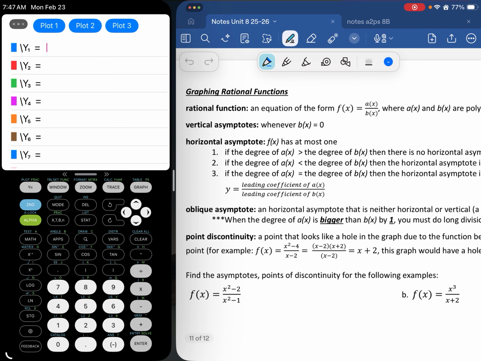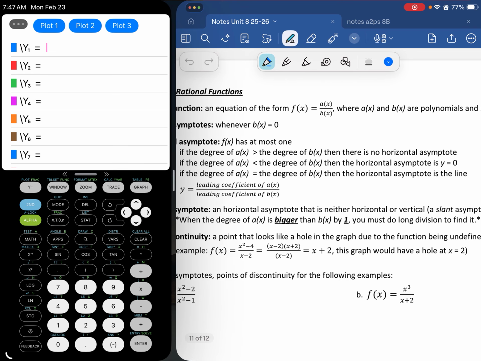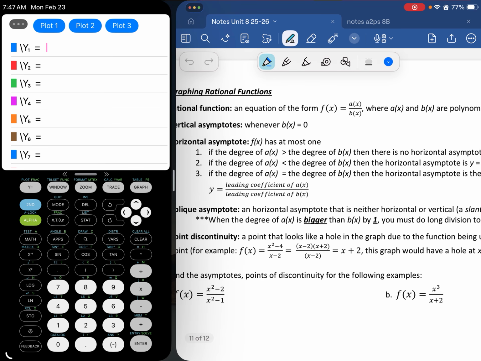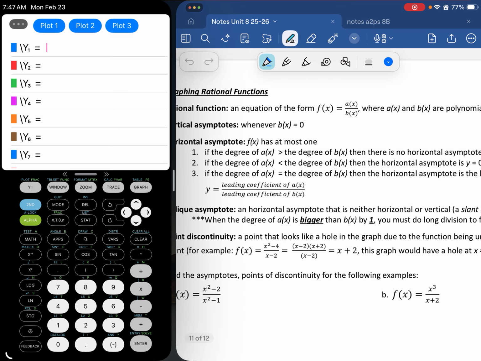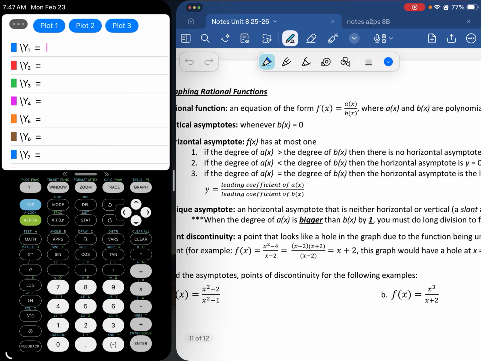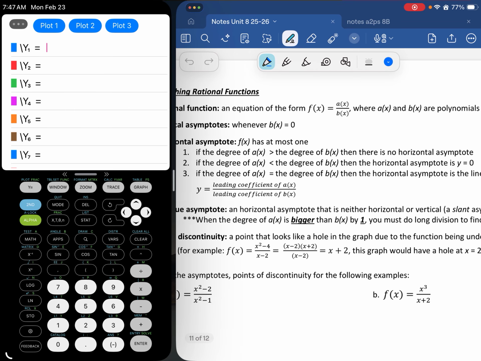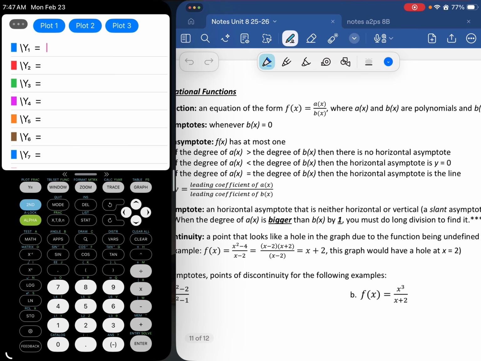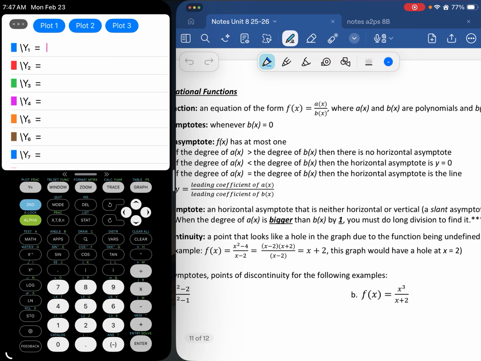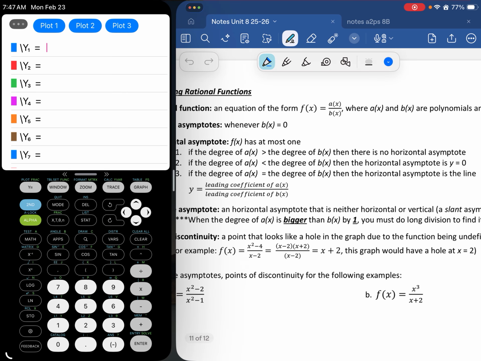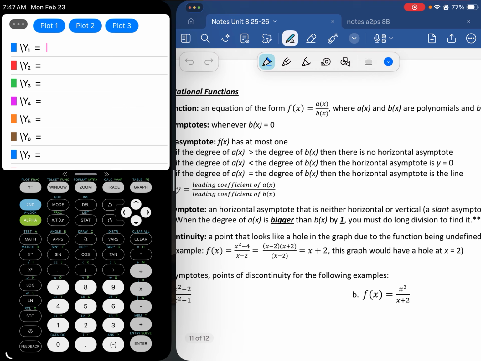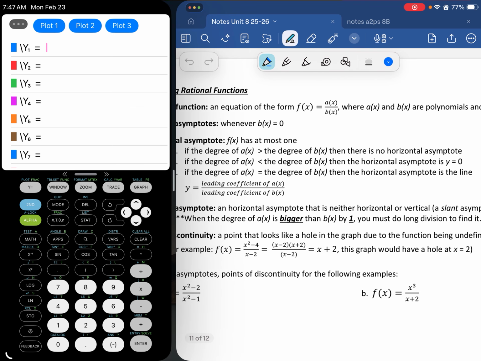Oblique asymptotes, a slant asymptote that is neither horizontal nor vertical, occur when the degree on top is bigger by more than 1. By 1, you must do long division to find it. So if it isn't bigger by 1, then you don't need to find it.